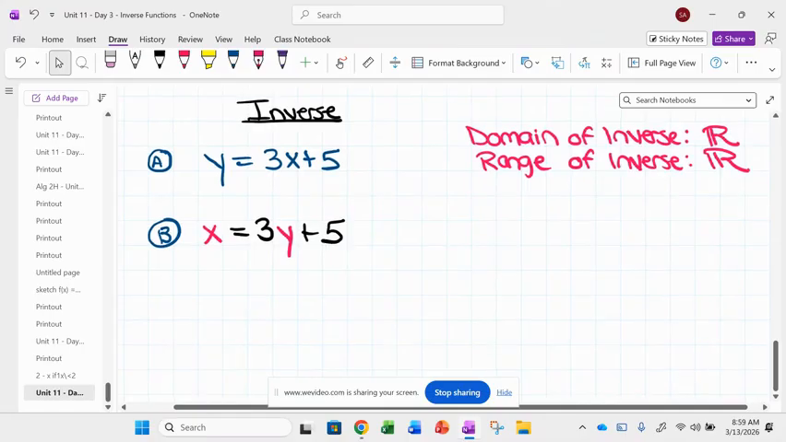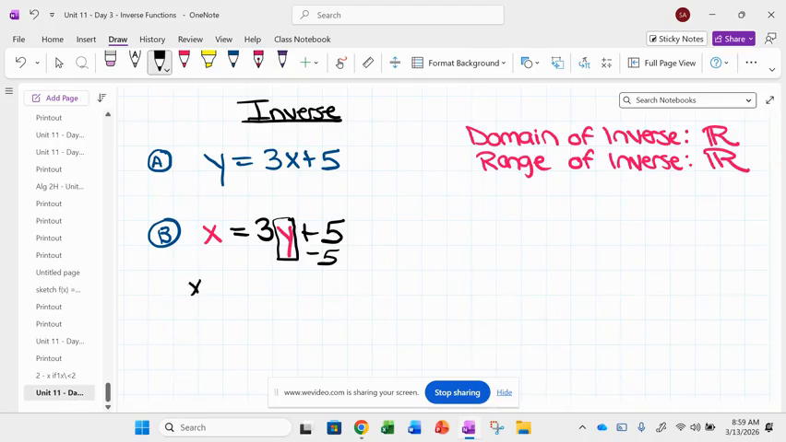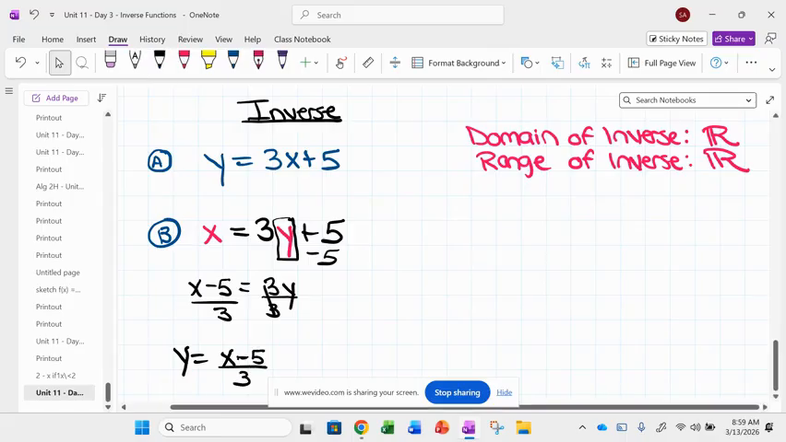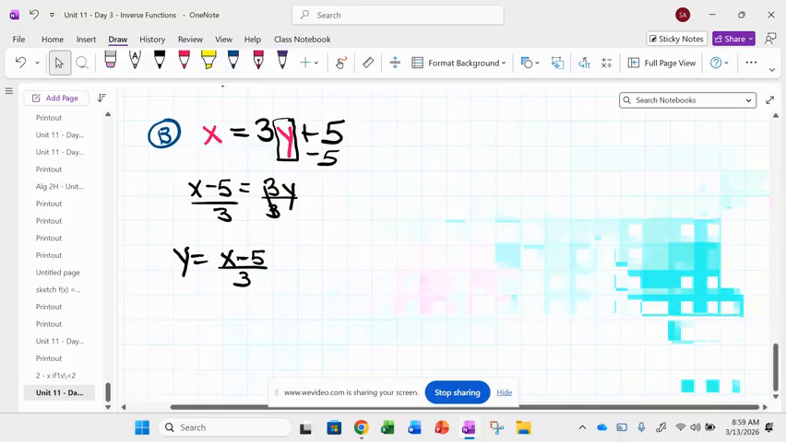Solve for y. So when I solve for y, I need to get it all by itself. So I'm first going to subtract that 5. So I have x minus 5 equals 3y. And then I'm going to divide by 3. So y is equal to x minus 5 over 3. And what is our last step after we solve for y?